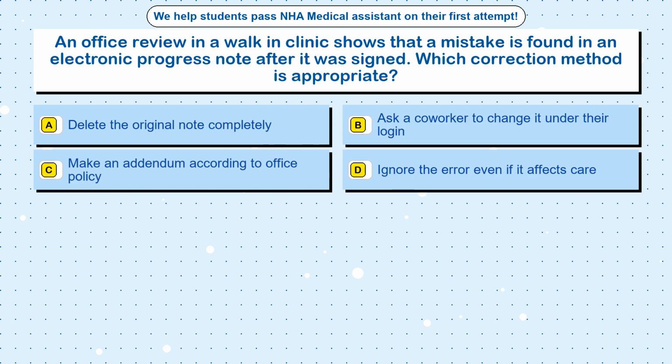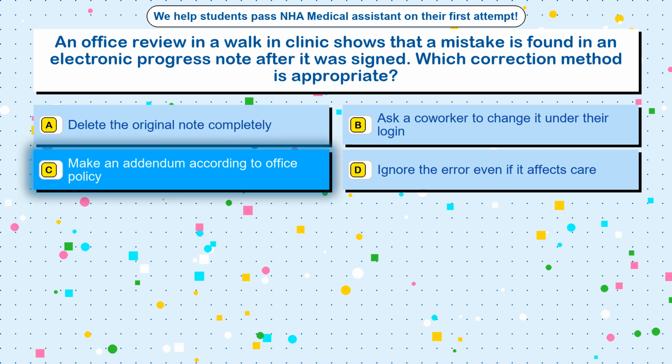Question 81. An office review in a walk-in clinic shows that a mistake is found in an electronic progress note after it was signed. Which correction method is appropriate? Option A. Delete the original note completely. Option B. Ask a coworker to change it under their login. Option C. Make an addendum according to office policy. Option D. Ignore the error even if it affects care.